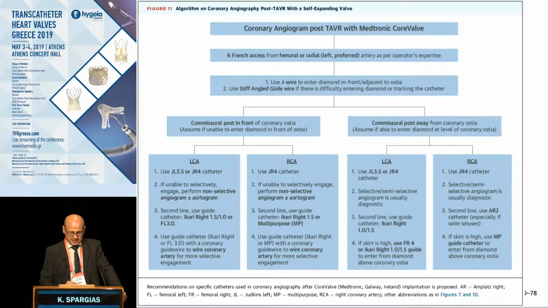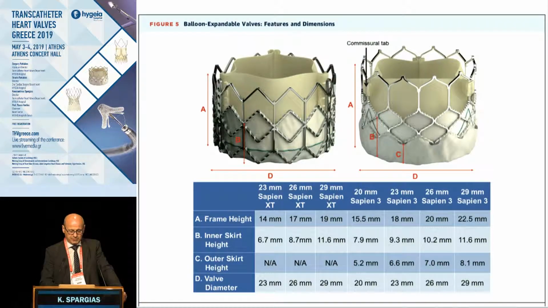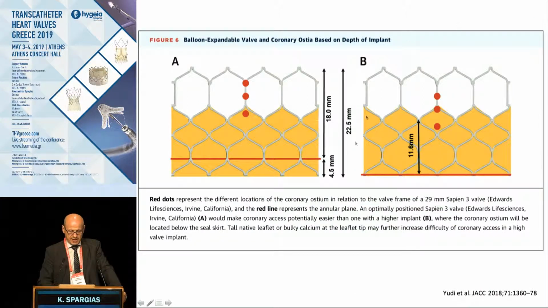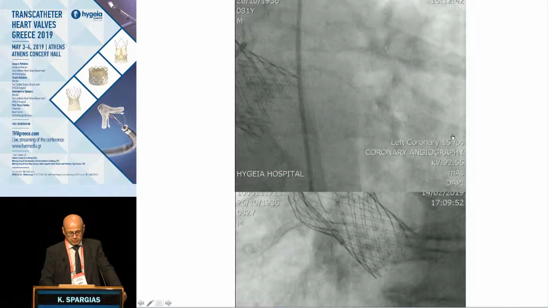And actually, there are guidelines from the paper mentioned earlier many times about how to approach the 2 different types of valves. Here is the exact design of the Sapien valve. The sizes, the upper cells, the large ones, are free of the skirt, and the lower have the skirt. So there are guidelines how to approach them.